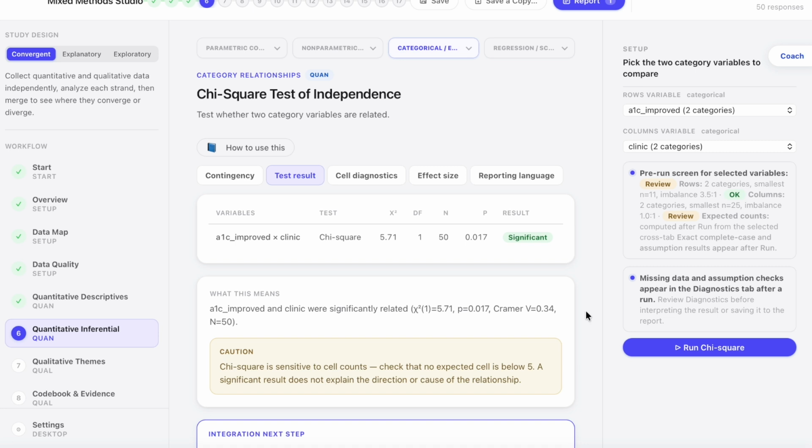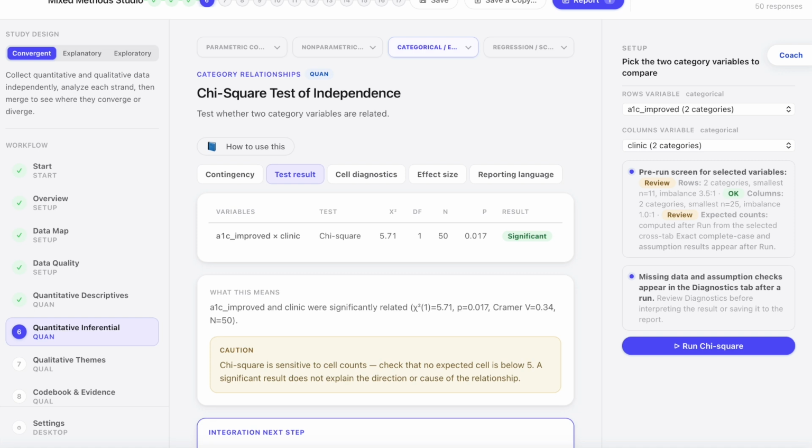The chi-square is how far your real counts sit from what you'd expect if clinic and improvement had nothing to do with each other. The 1 degree of freedom is just what a 2x2 table gives you. And that p means if the two clinics truly improved at the same rate, you'd see a gap this big only about 1 or 2 times in 100 by chance. That's under the 0.05 line, so it's significant.